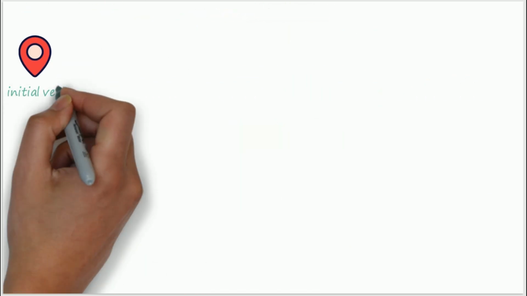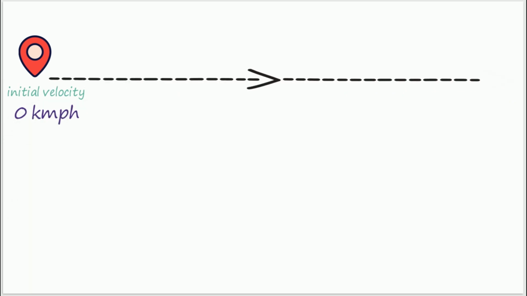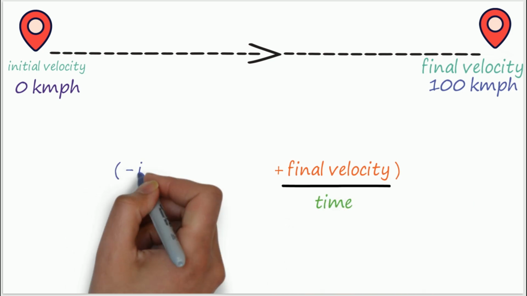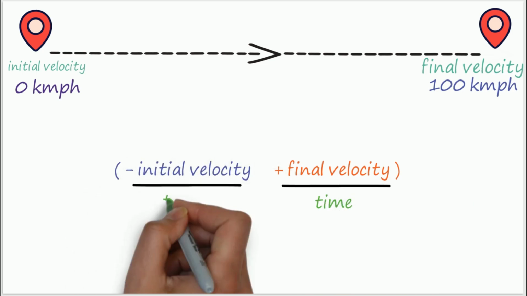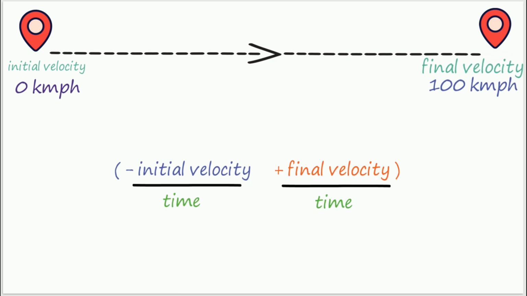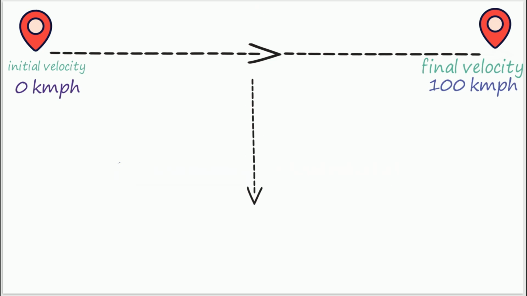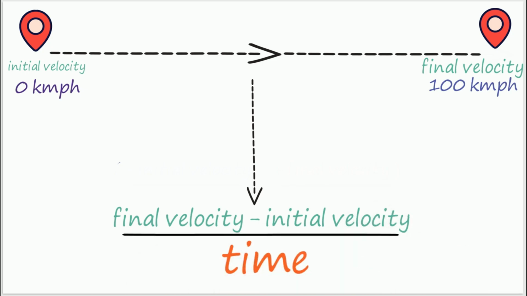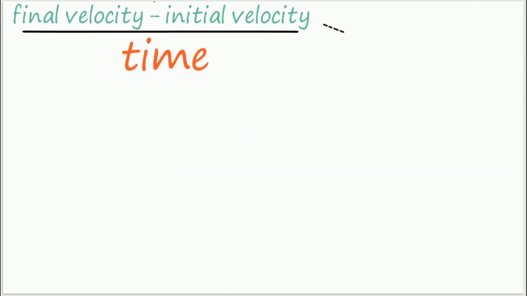So now, what is the acceleration of a moving car? To find how much acceleration has occurred, we can use the same formula. We can subtract the velocity at the starting point from the velocity at the end. And if we simplify this formula, we get final velocity minus initial velocity by time.